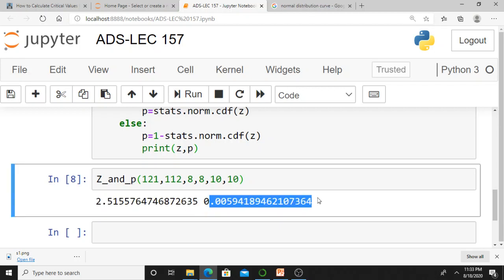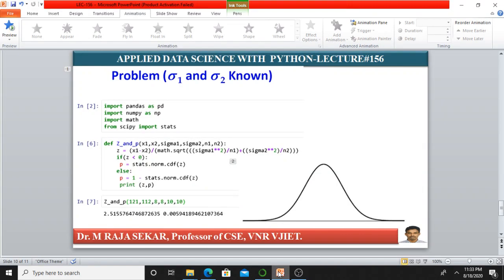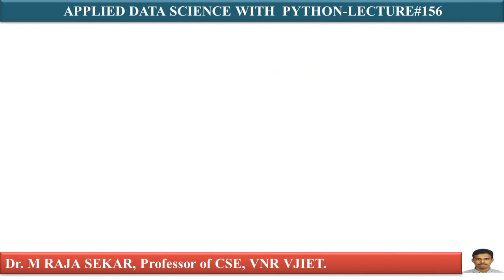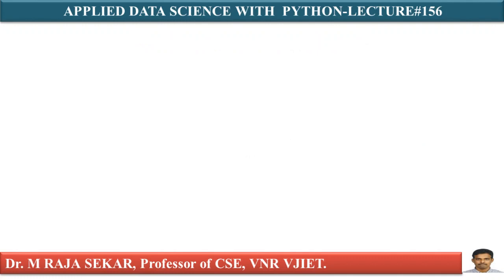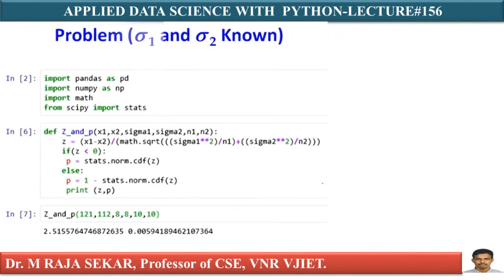You can make use of the p value test or the z test to test whether this null hypothesis is accepted or rejected, isn't it? In this context, therefore, H naught would be rejected in both cases, whether it is the p value approach or, if you take the z value, we can reject also, isn't it?